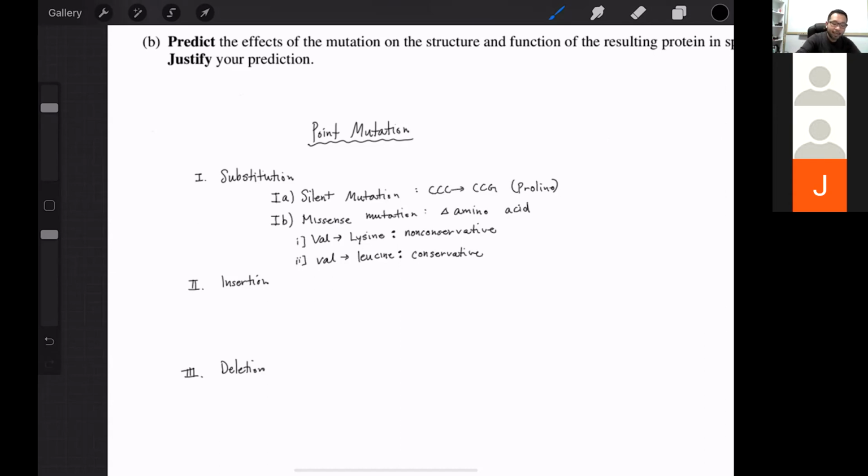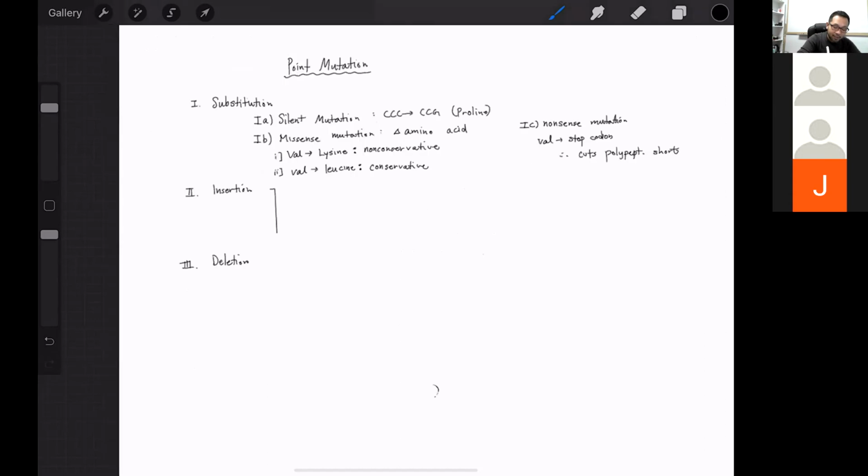Okay, all right. And on the insertion and deletion side of things, I'm just going to simplify this. When you have a point mutation at a single nucleotide position and you add or delete something, this is inevitably going to end up causing what we call a frameshift mutation.